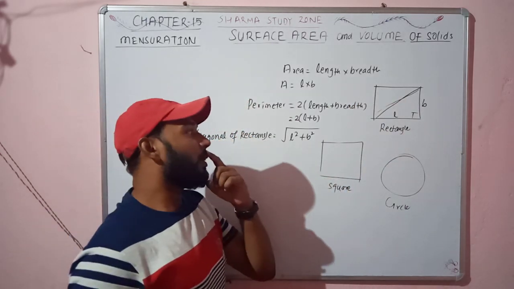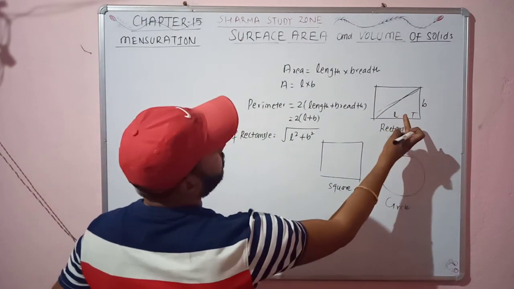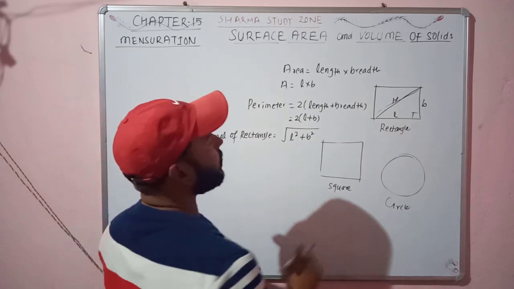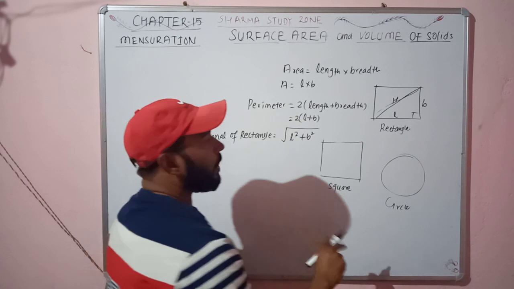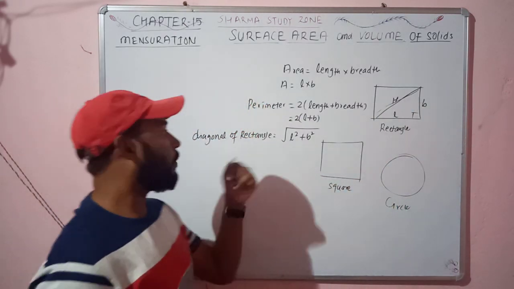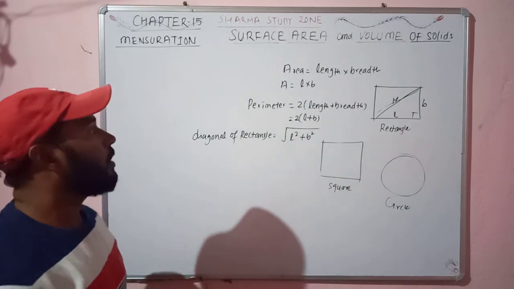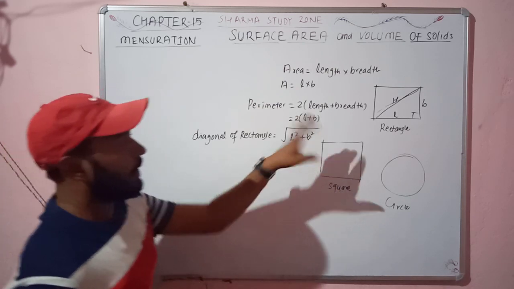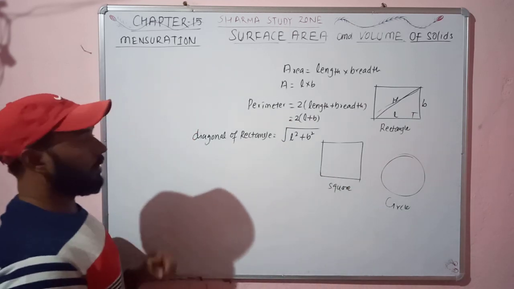And as we know, what is the Pythagoras theorem? This is the hypotenuse, and in the Pythagoras theorem, the square of the hypotenuse is the sum of the squares of the length and breadth, as we have written over here. So you can find the diagonal of a rectangle by using this formula. These three formulas are for the rectangle, but we can also apply them to a square.